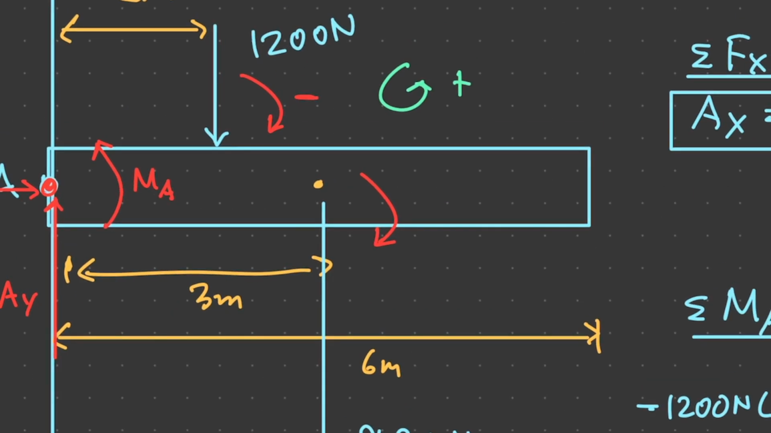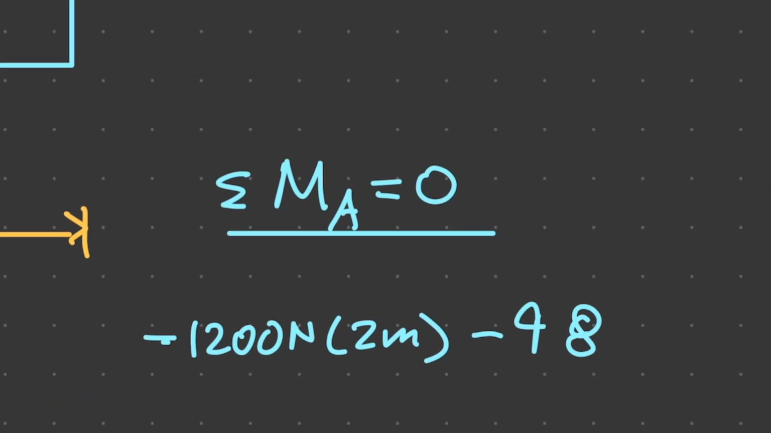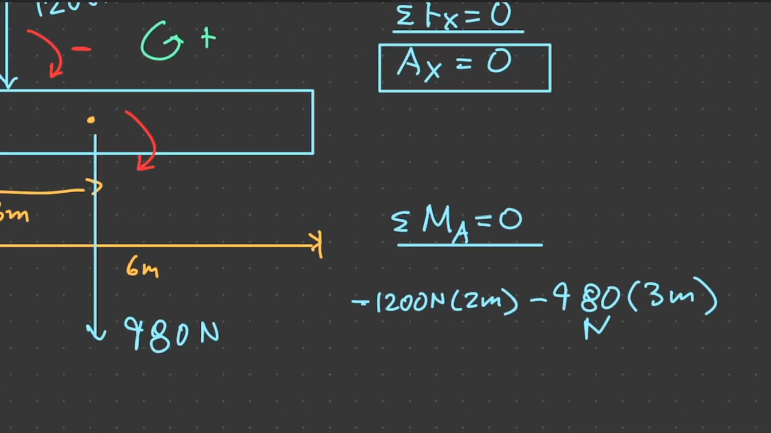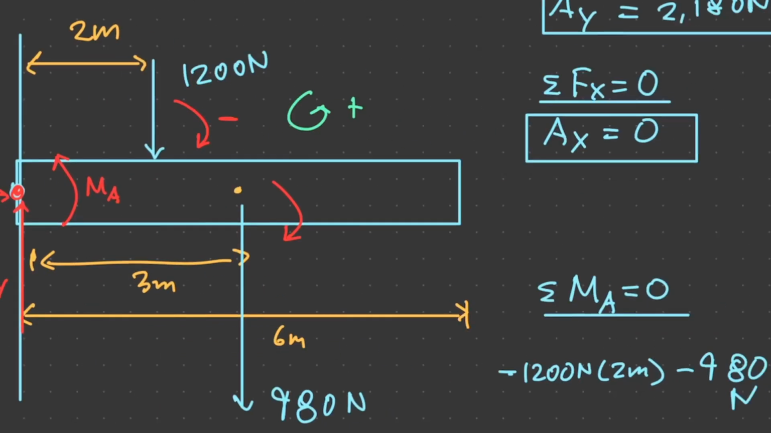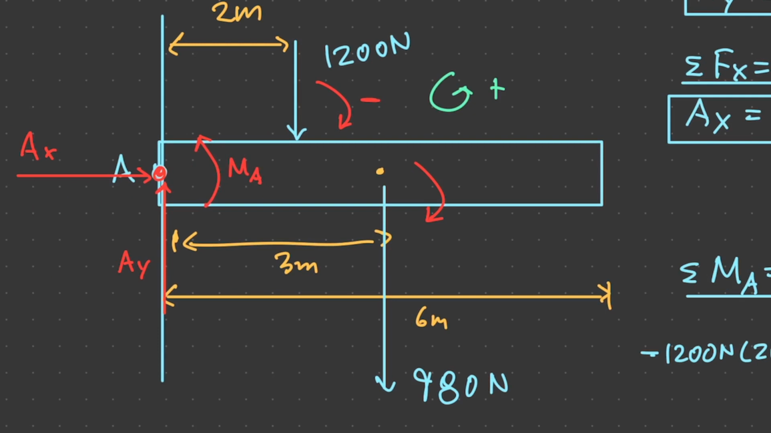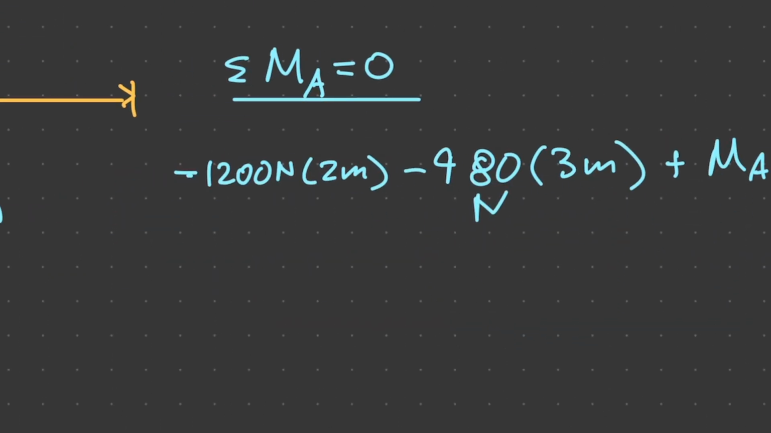Okay, next comes the 980 Newton, and it is acting at a distance of 3 meters. So let's go ahead and do that real quick. 980 times 3 meters. Right? This is newtons. And that will all be equal to 0. Oh, sorry. I forgot. We're looking for MA. So MA will be a positive moment, so we'll go ahead and add the moment, MA, equal to 0. So MA, the restorative moment, we can solve for.